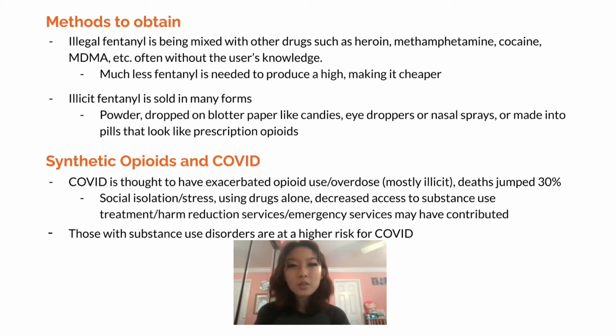Opioids are also connected with COVID. COVID is thought to have exacerbated opioid use and overdose by a lot. Deaths jumped 30% during this time. Social isolation, stress, using drugs alone, decreased access to substance use treatment, and harm reduction services or emergency services may have contributed to this exacerbation. And those with substance use disorders, including opioid use disorders, are at a higher risk for getting COVID.